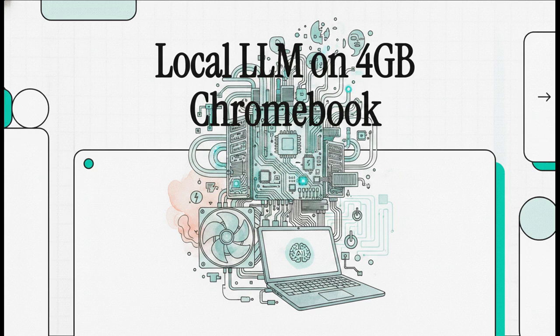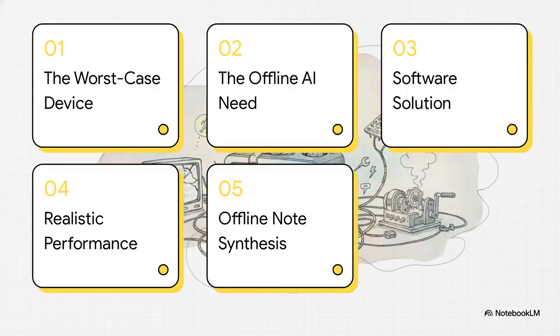Today, we're diving into a wild tech experiment that tries to pull off the seemingly impossible. We are going to look at running local AI entirely offline on an archaic, severely underpowered Chromebook. Here's how we'll break this down. First, we'll look at the worst-case device. Second, the actual need for offline AI. Third, finding the software solution. Fourth, setting realistic performance expectations. And finally, the value of offline note synthesis.